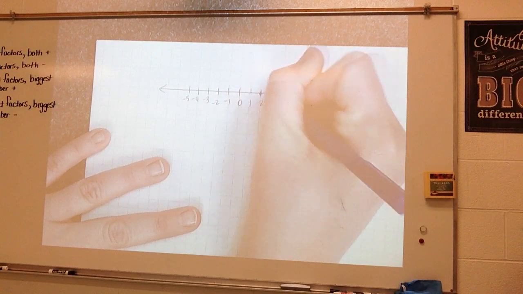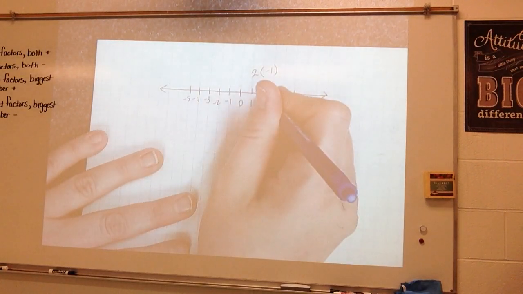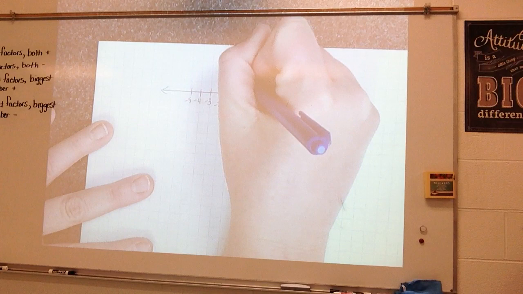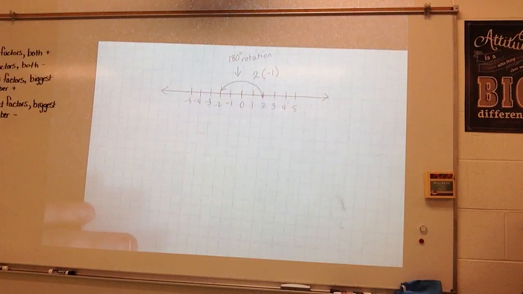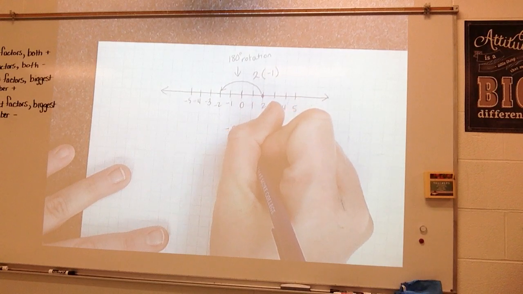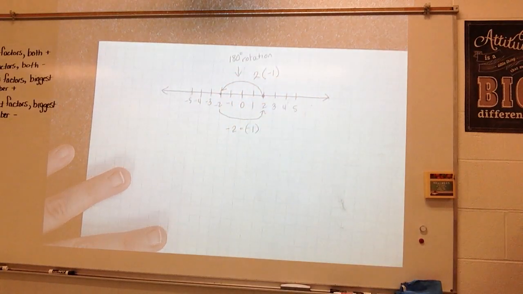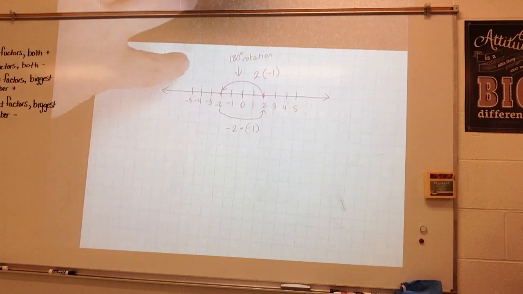Let's say that I want to start with 2, and I want to do 2 times negative 1. Well, 2 times negative 1 is negative 2. And that is what we call a 180-degree rotation. Alright? If I multiply negative 2 times negative 1, I get positive 2. Once again, that is a 180-degree rotation. When I multiply something by negative 1, it rotates the number line in a plane by 180 degrees around the point 0.